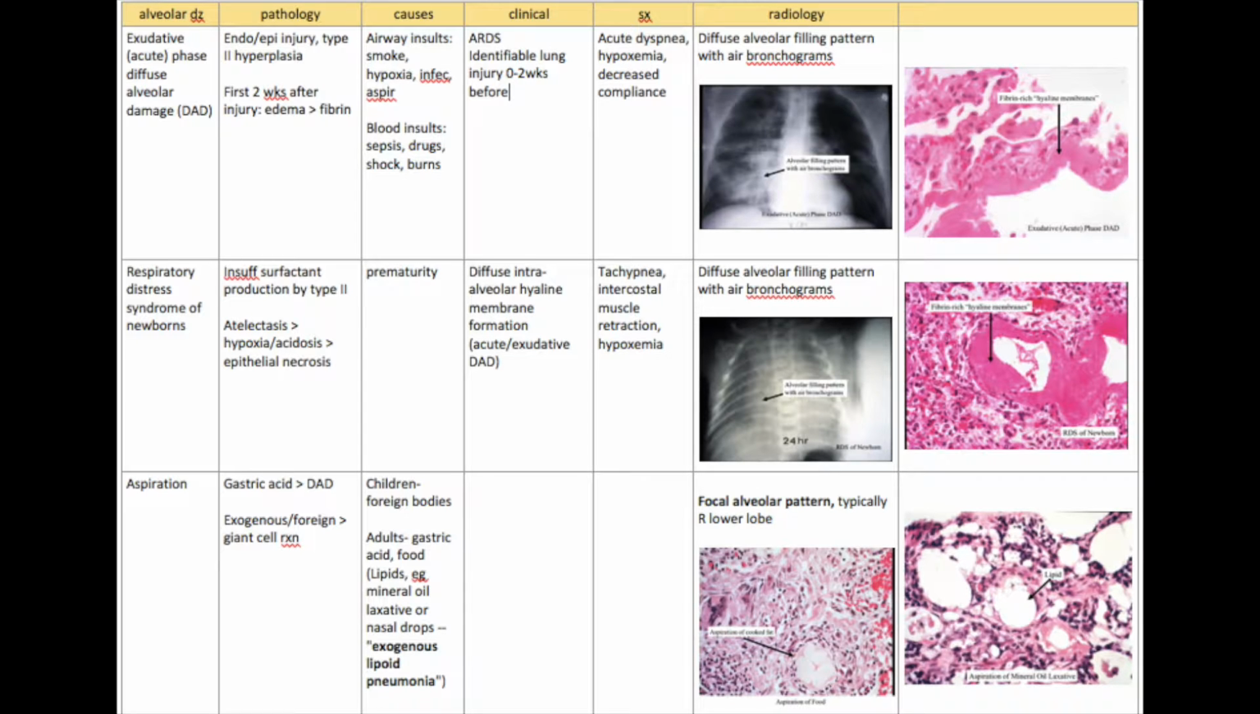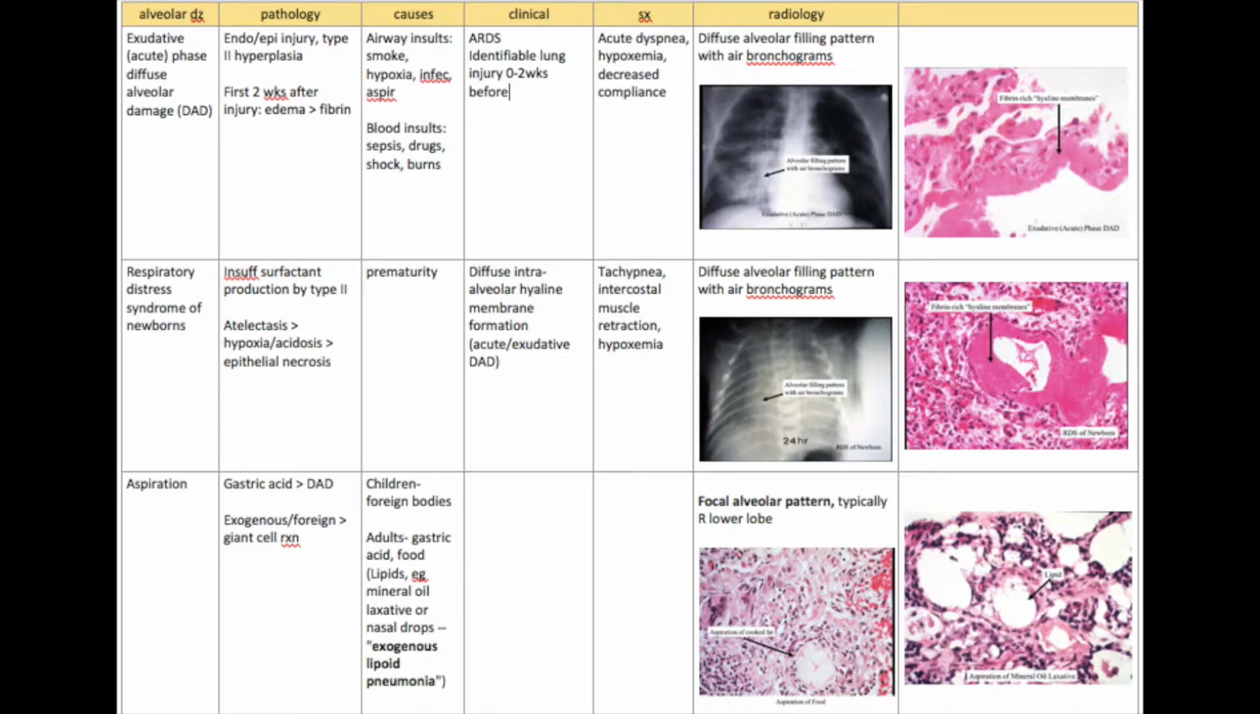Just like in the exudative phase of diffuse alveolar damage we discussed earlier, you're going to see that diffuse intraalveolar hyaline membrane formation because of the epithelial necrosis and insufficient surfactant. And in the chest X-ray, if you conduct one, which is probably not as likely because the child is very young, I don't think we do that quite commonly, but you're going to see a diffuse alveolar filling pattern with air bronchograms in the chest X-ray as well.